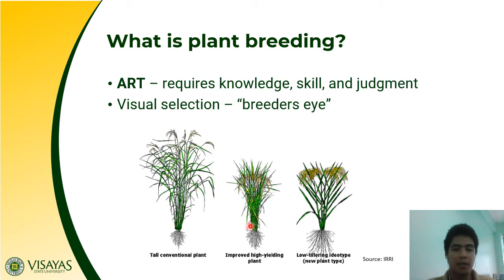Once you develop that genotype, then you now have here a shorter height but with several tillers. Now, in order for you to develop your ideal type, then you have to look in your germplasm for lines where it produces less tillers but also high yielding, and you will cross them, and later on you will develop this low tillering ideotype rice variety.